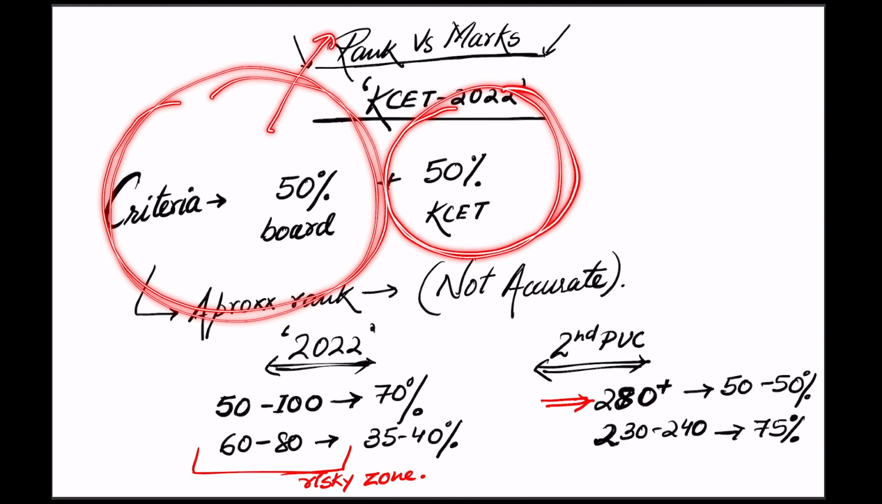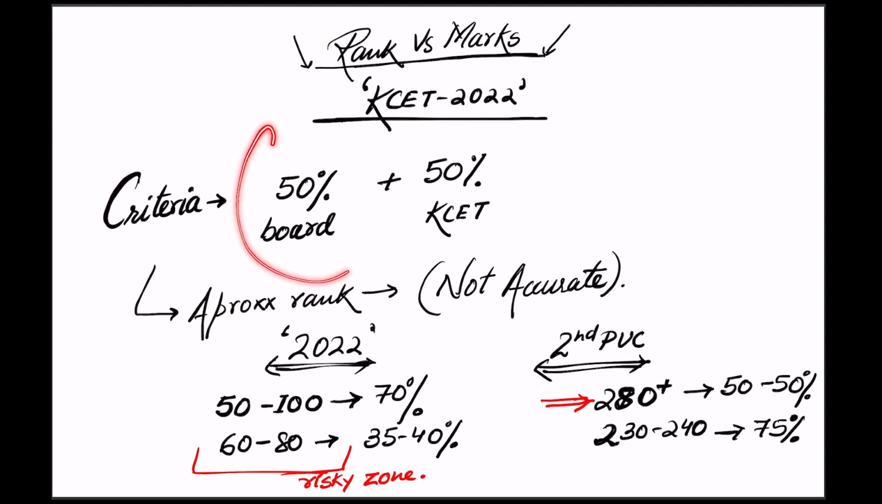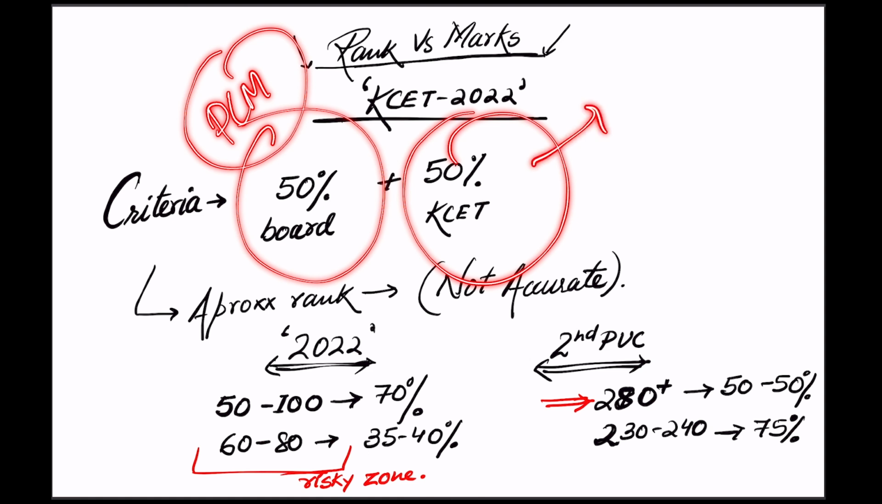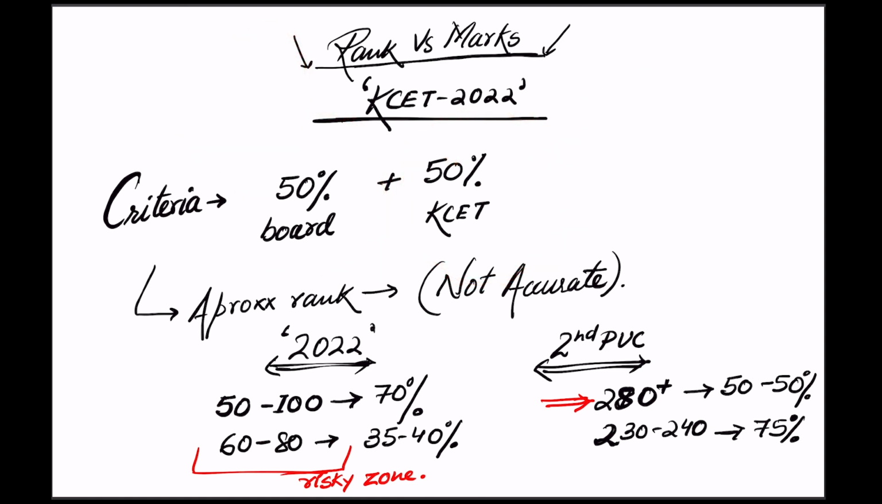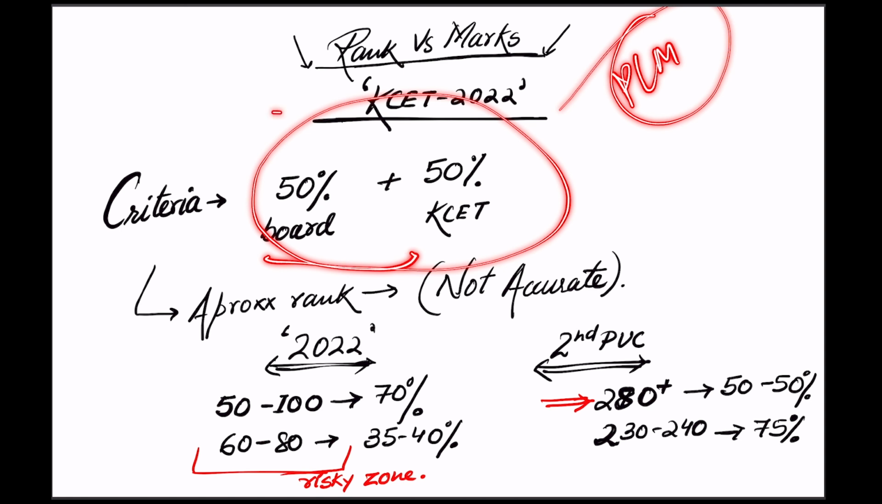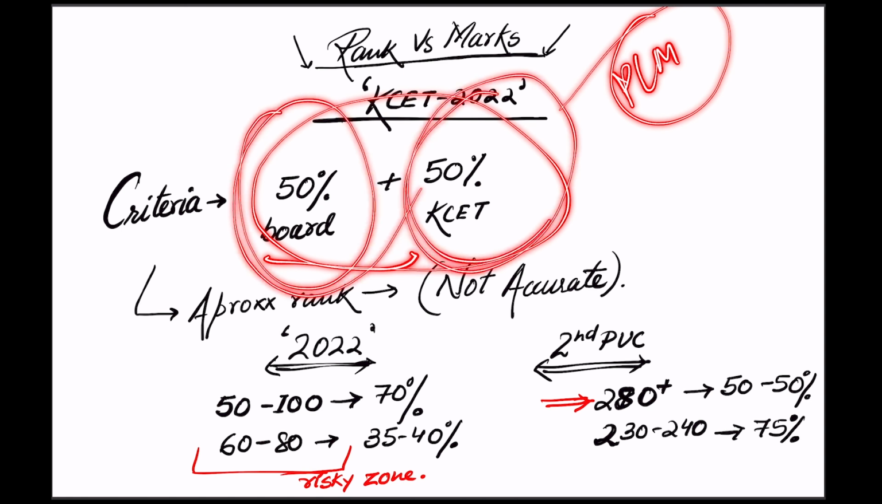Whether you are from CBSE or from second PU, whichever place you are, your PCM aggregate will be taken, 50% of that, and 50% from the KCET part. If PCM, PCB, whatever it is, that will be taken, and for engineering, PCM will be taken. Then it will be clubbed, 50% coming from the board, 50% coming from the KCET.